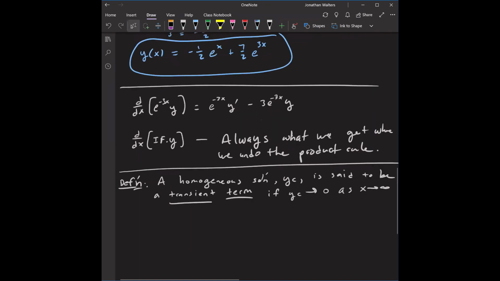So if we think about our last solution, neither one of those are transient terms. There's no transient term in our last solution because those go to infinity as x goes to infinity. So that is not a transient solution, or at least we could say there's no transient part to our solution.